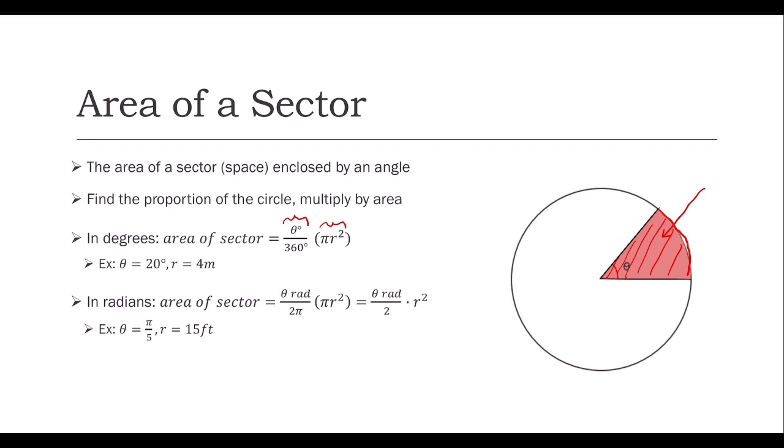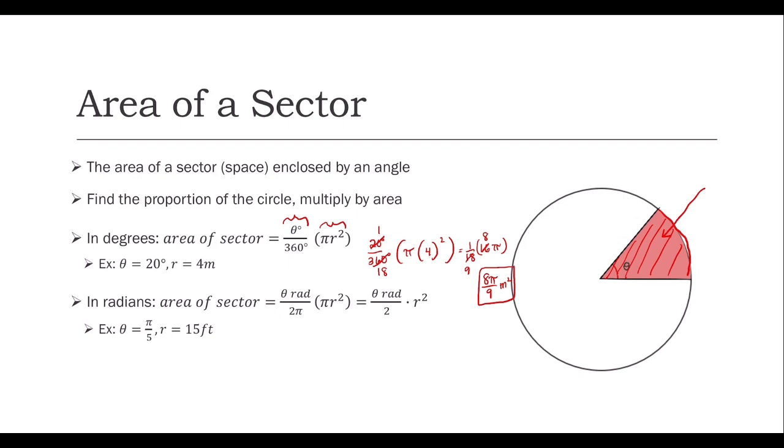So for this example, we have 20 degrees and 4 meters again. So our 20 degrees over 360 times pi r squared. So this simplified to 1 over 18. So we have 1/18 times 4 squared, which is 16 pi. This simplifies to 8 over 9. So we get 8 pi over 9, and since this is area, it'll be meters squared.